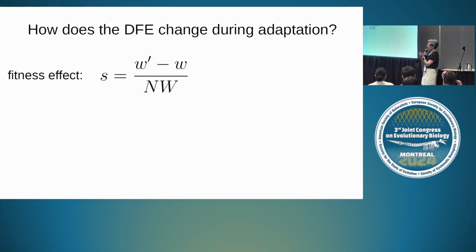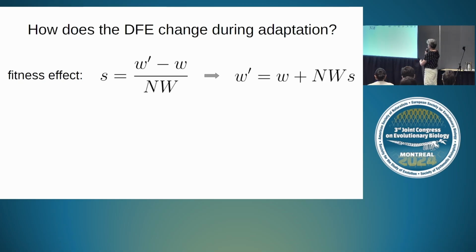So trivially, from the definition of fitness in this additive model, this is how the fitness effect looks, and we can rearrange that such that if I told you I had a fitness contribution w, you could tell me which w prime I would need to replace it with in order to get a given s.